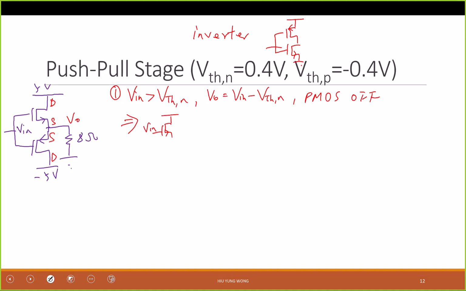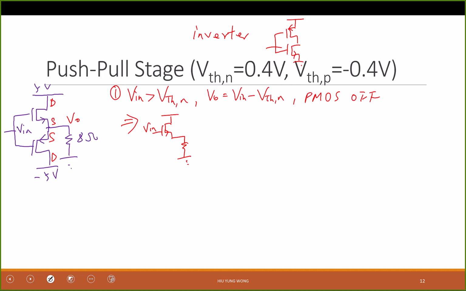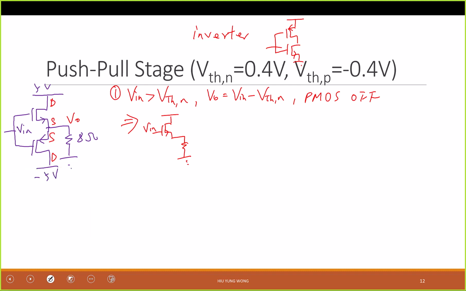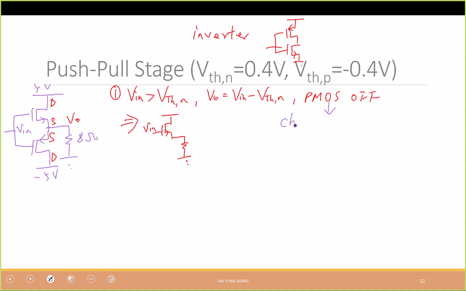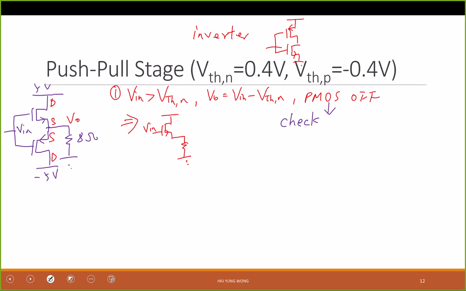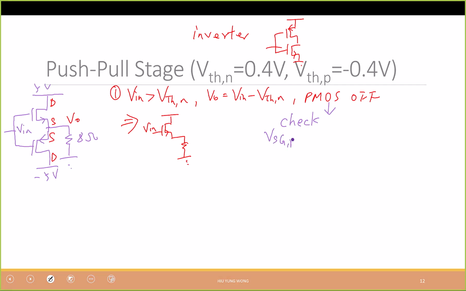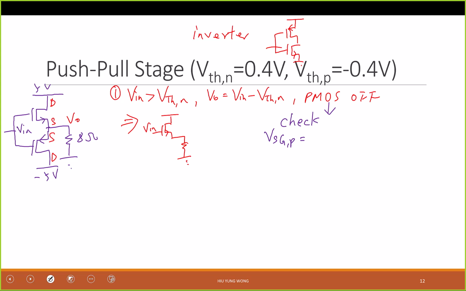Because the PMOS is off, I can ignore it. You only have this circuit. And you're pushing the currents to the transistor. Is that okay? Now, of course, you can check, right? To check this, we definitely can check to make sure this is the case. Because what is VSG of PMOS in this case? The S is the output, right?